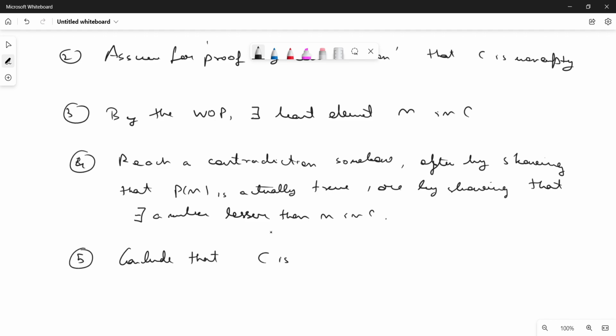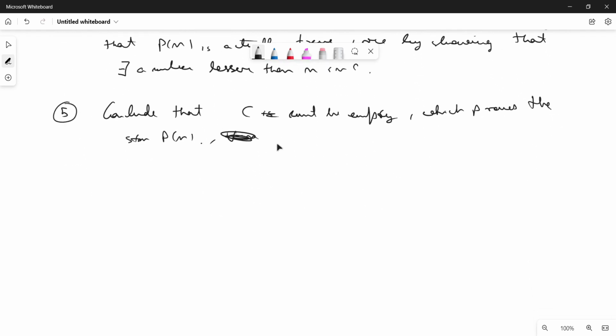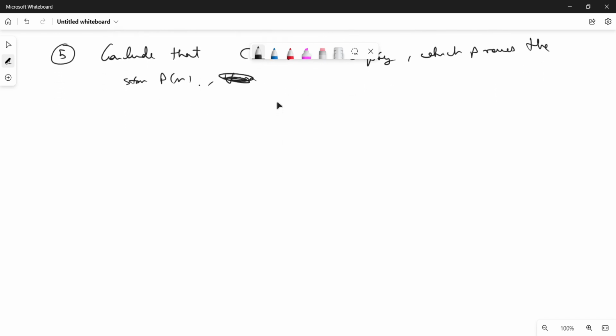So by step 4, we can conclude that C must be empty, which proves the statement Pn. So I am proving a very important statement regarding natural numbers in this case using the well ordering principle, and I will be giving an exercise also.